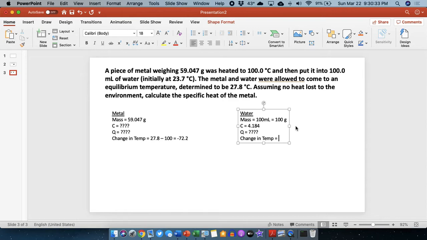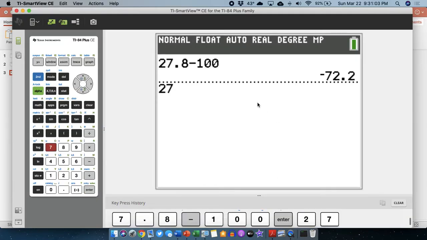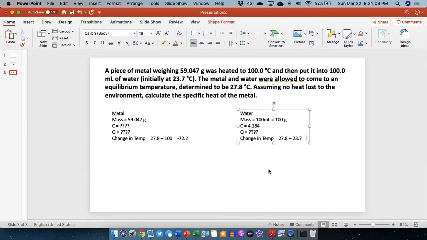All right. So what was my final temperature of the water? Well, the water and the metal came to equilibrium at that 27.8. So my final temperature is also going to be 27.8 here. The water and the metal have the same final temperature. That's key. Now, what was my initial temperature of the water? Well, I'm told right here. It was initially at 23.7. All right, this is not going to be a negative number. So 27.8 minus 23.7, 4.1 degrees. And that's going to be a positive 4.1 degrees.